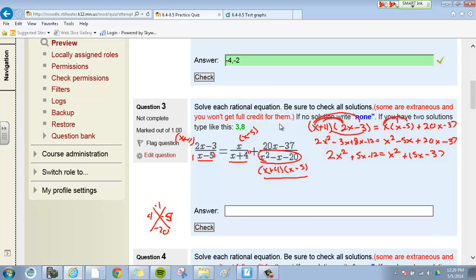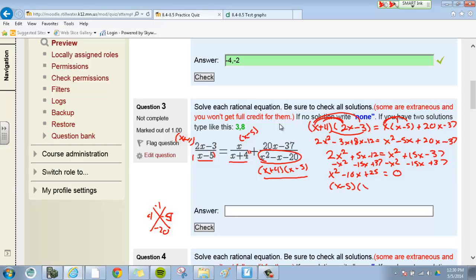Now let's get everything to one side. That's, I think, the best bet. So I'm gonna bring this x squared over here, subtract x squared. I'm gonna subtract 15x, subtract 15x. I'm gonna add the 37 to both sides, add 37. And so what I get is, on this side is 0 now, because I just subtracted everything off. This side I have x squared minus 10x plus 25.